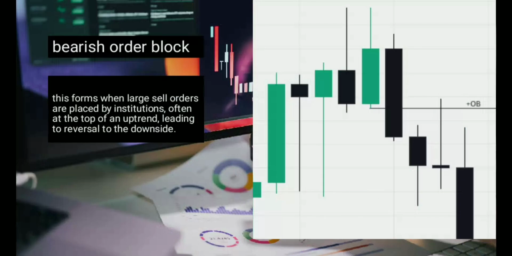The bearish order block forms when large sell orders are placed by institutions, often at the top of an uptrend, leading to a reversal to the downside. As you can see, it's the last up close candle before the bearish move, and most of the time the market retreats back to this level to take orders from the institutions. So that's it, guys. I'm going to be walking you through how to spot these order blocks on the chart in real time. So let's dive in.